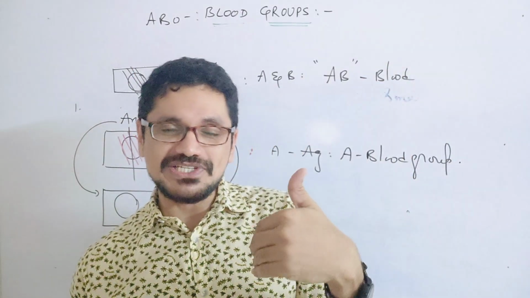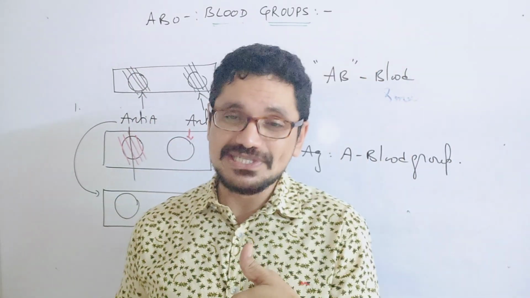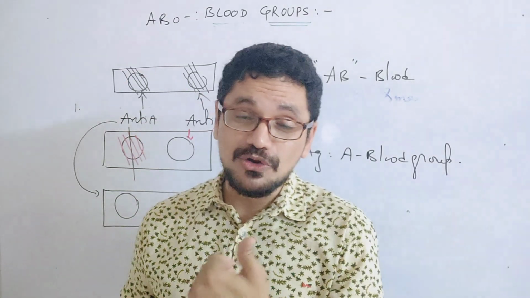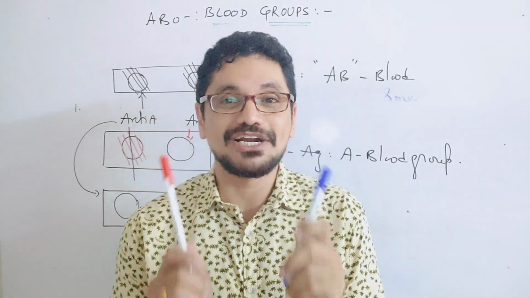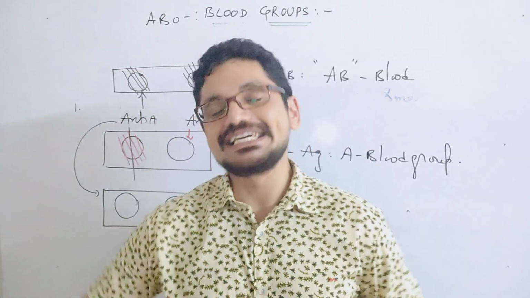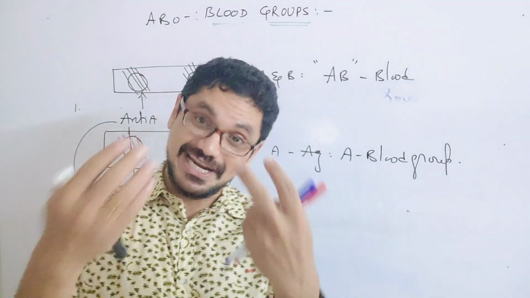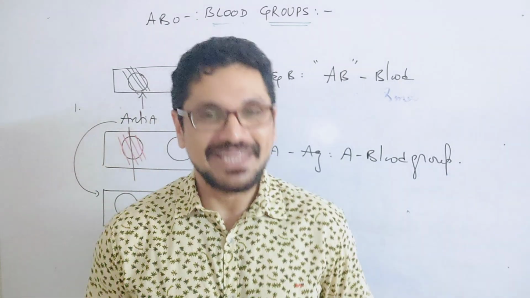So if A blood group is taken, they will accept. If B blood group is given, they will accept. If O blood group is given, they will accept. Why? Because AB blood group contains no antibodies. So that's the reason why AB blood group is called universal recipient. They can receive blood from any persons.